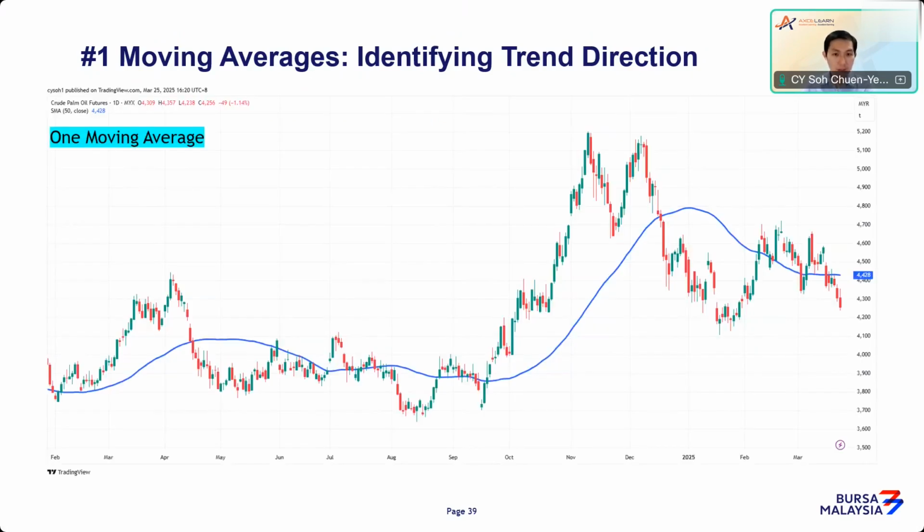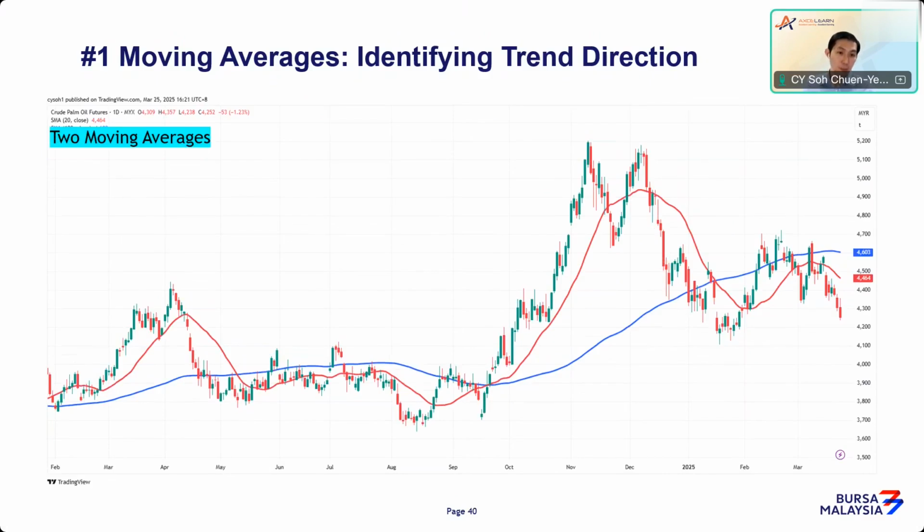Now, an example here with one moving average: you can see that it's very simple for you to make a trading decision. When the price breaks above your moving average, it is an uptrend. When price breaks below your moving average, it will be considered a downtrend.